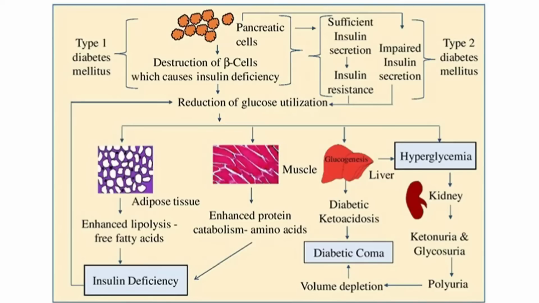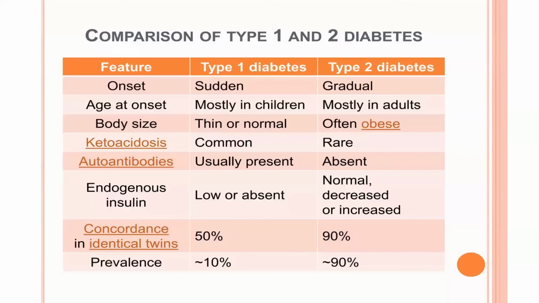deficiency. So protein catabolism in the muscles will be enhanced, so that amino acid will be used to generate energy in the muscles. And then also in the adipose tissue, there will be an enhanced lipolysis, that is breaking down of fatty acid. So as a result of that, a lot of fatty acid will accumulate. So this also leads to reduction of glucose utilization.